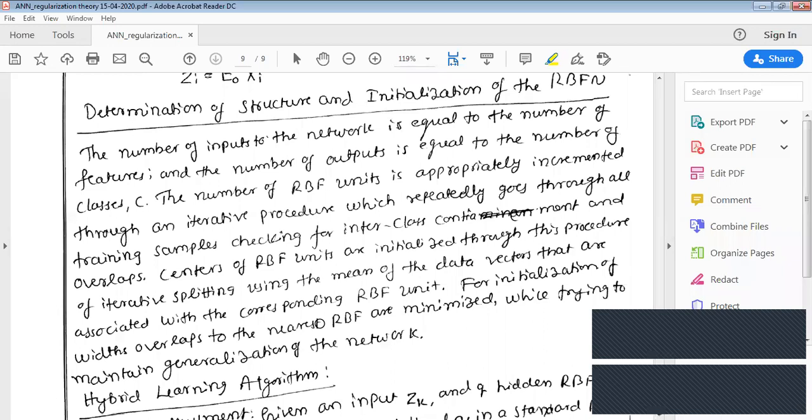Now, determination of structure and initialization of RBFN. How are you actually going to do this? You have designed one structure of neural network, and you have to train it, and you know how to train it. What is the input for the network? The number of inputs to the network, which is very important, is equal to the number of features.